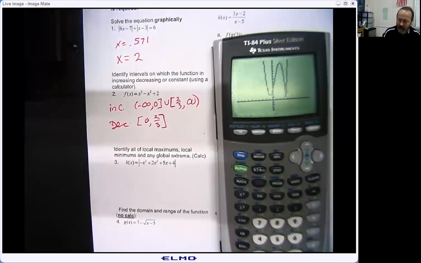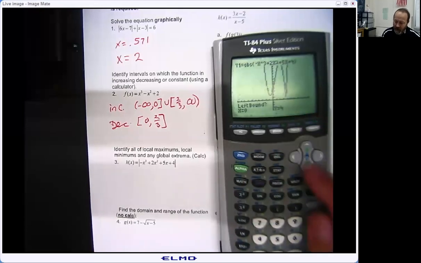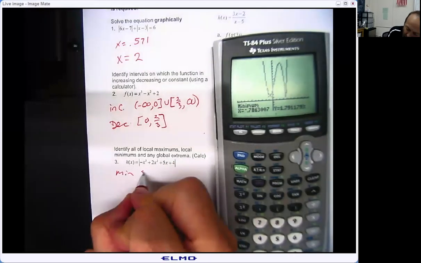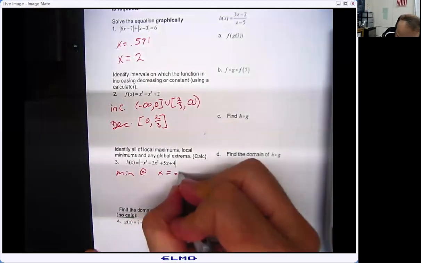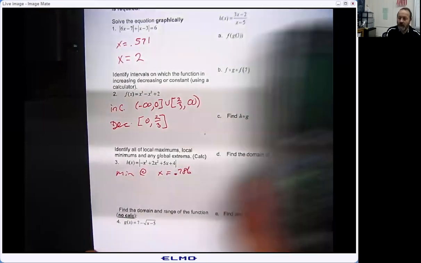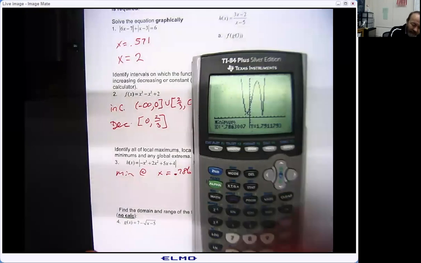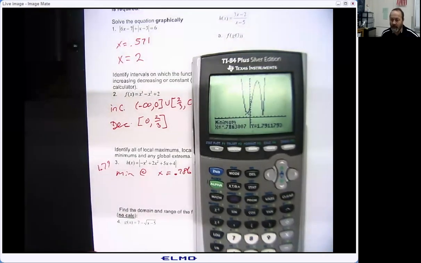And similar to that last problem, if I calculate the minimum, number 3, it says move my cursor over, left, right, and hit enter one more time. It says a minimum at x equals 0.786. Now this is, I'm not sure, so remember this is 1.79. I'm going to write that down over here because I'm not sure if the other one is lower or not.